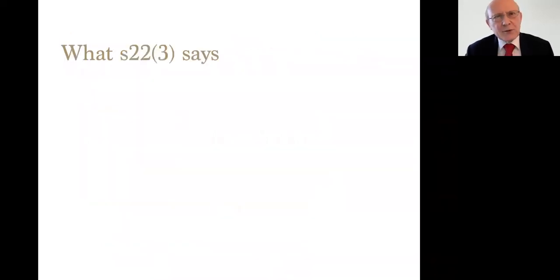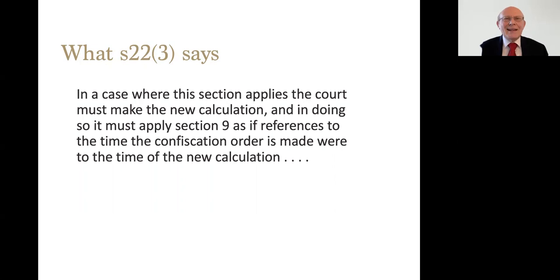Let's have a look at what section 22 actually says in a little bit of detail. And I'm sorry, we do have to look at this in a little bit of detail. So section 22, subsection 3, what does that say? In a case where this section applies, the court must make the new calculation. And this is a new calculation of the defendant's available amount. And in doing so, it must apply section 9 as if references to the time the confiscation order was made were to the time of the new calculation.